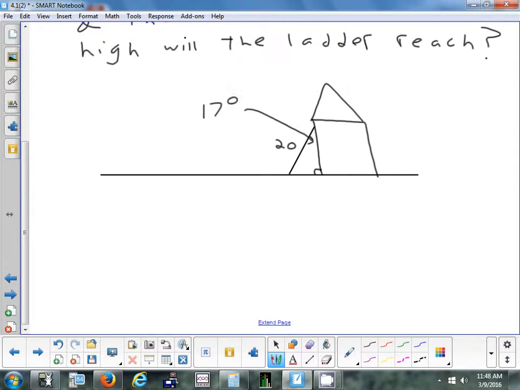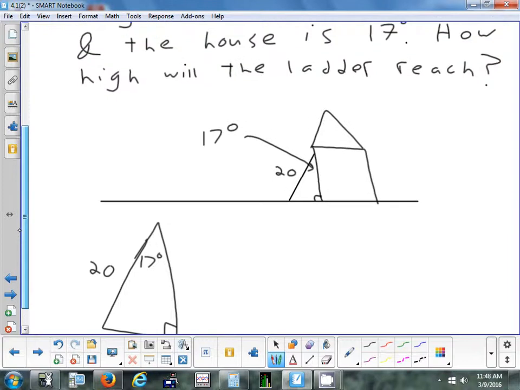Once I figure out what my triangle is, generally I like to draw just the triangle separate, and now we can take the house out of the equation. So here's my triangle. That's 20. That's 17. What am I trying to find in this triangle? The base or the height? I'm trying to find the height.